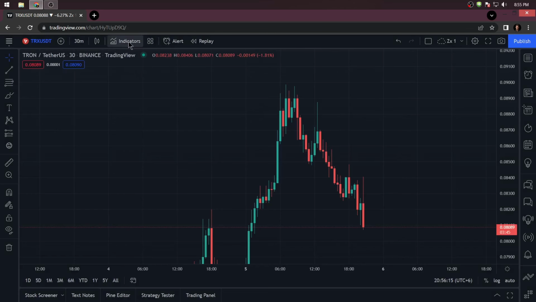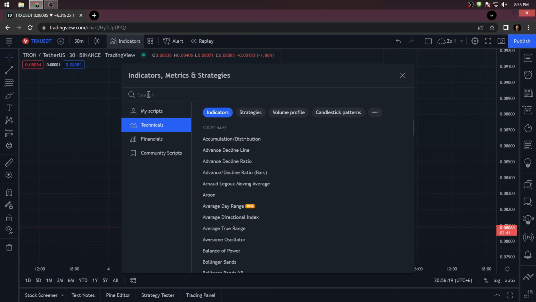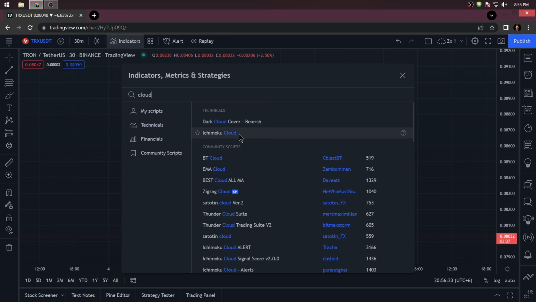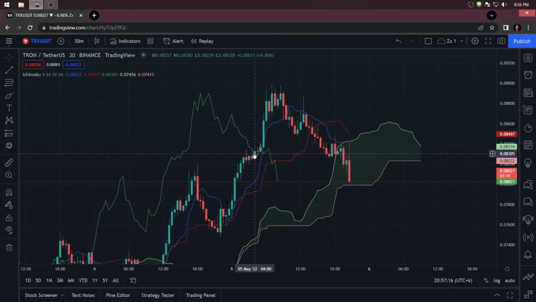So I simply go to indicators, then technical, and simply write here cloud. Once I write cloud, you can see one indicator is Ichimoku cloud. So I simply click to add it on my chart. So we have successfully added this indicator on our chart. Now I have to set it up for catching signals.